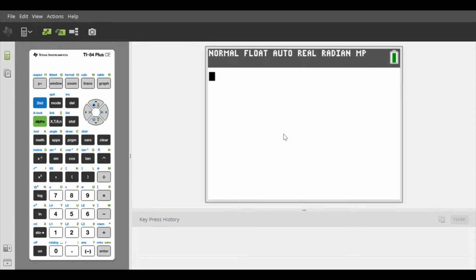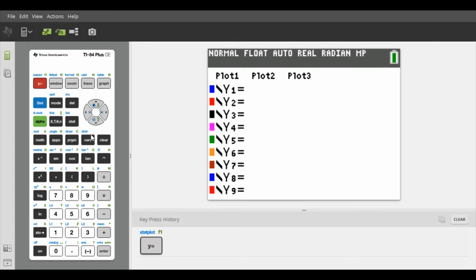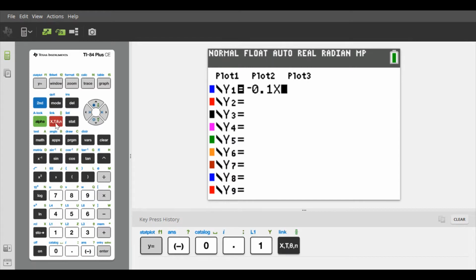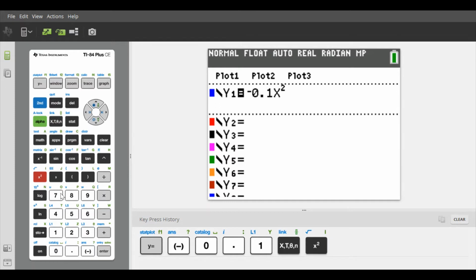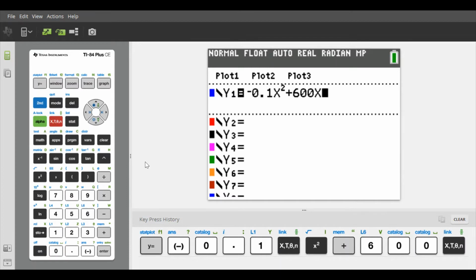Alright class, we're over here at the TI calculator. We're going to go to y equals here, and we are going to plug in our function, which was negative 0.1 x squared plus 600 x. Okay, now we're going to find the vertex and the axis of symmetry.